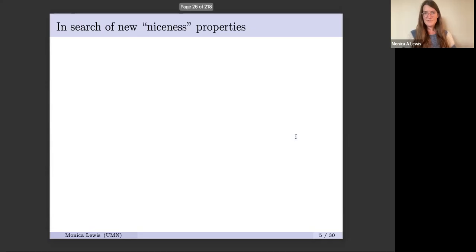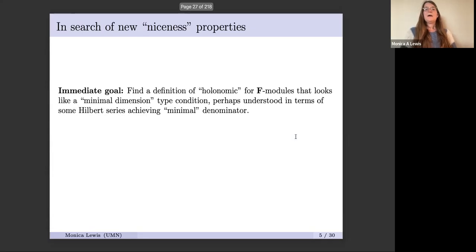So holonomic is the D equals 0 class, okay? What are we going to do within this talk? Well, our immediate goal is to try to find a notion of holonomic for F modules that looks more like a minimal dimension type condition, possibly understood in terms of some Hilbert series achieving a minimal denominator, okay?